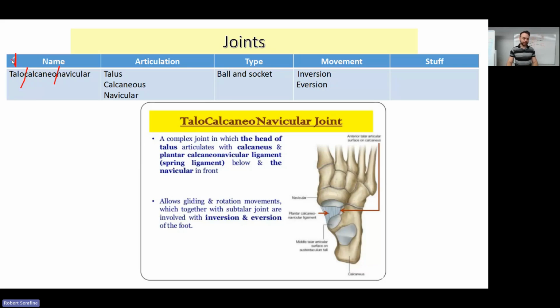Talocalcaneonavicular. It happens to be the three individual bones that we saw essentially on the back of the foot. So the talus, the calcaneus, and the navicular bone all come together to form what we call a pseudo ball and socket type joint, which allows for this amalgamation of different movements to perform the inversion and eversion of the foot, which we also call supination and pronation. So inversion is supination, which is to point the foot inward or towards the center, and then eversion is pronation, to point the foot outwards, or vice versa.